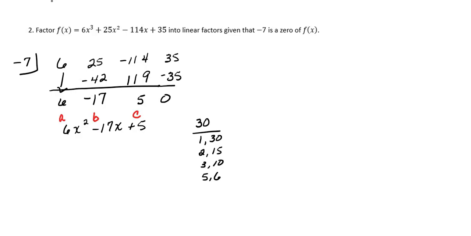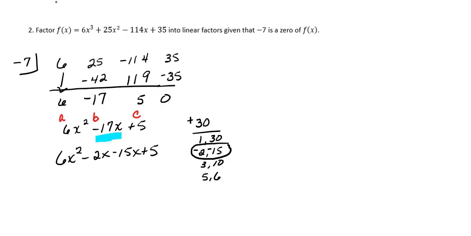Now I want to find numbers that multiply to give me 30 and add to give me -17. Right, that's -17 right here. Well, the numbers that I'm going to be using are -2 and -15. They multiply to give me a +30 and they add to give me -17. So I'm taking this -17x and rewriting it into -2x minus 15x.